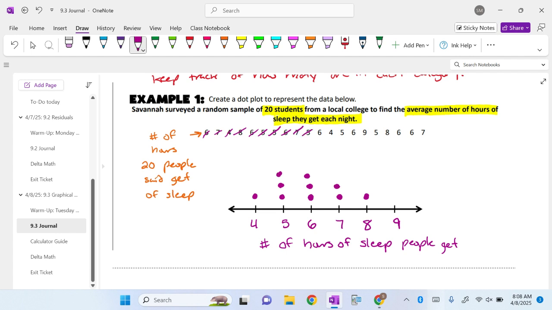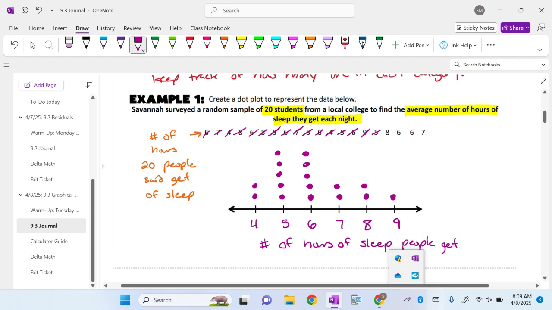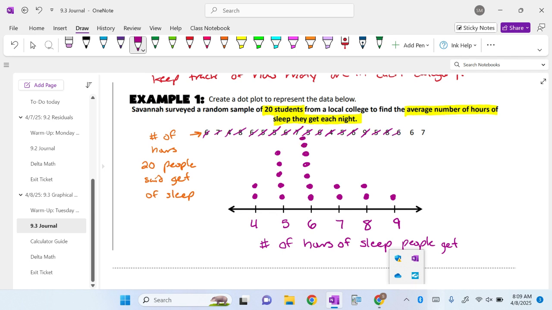5, 6, 4, 5, 6, 9, 5, 8, 6, 6, and 7. All right. So your dot plot looks something like this.